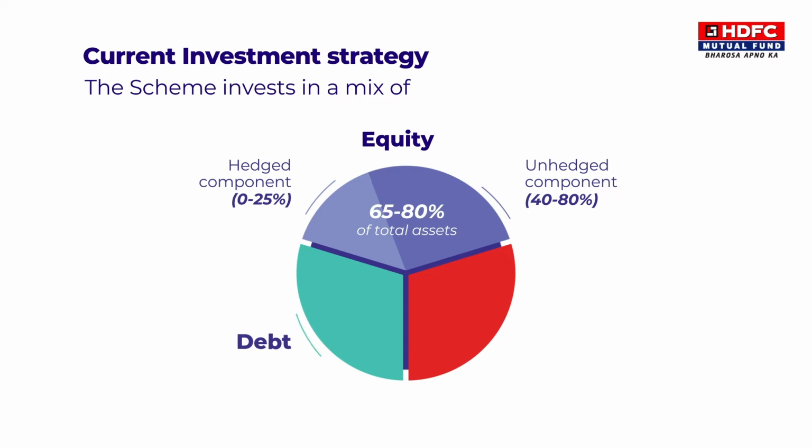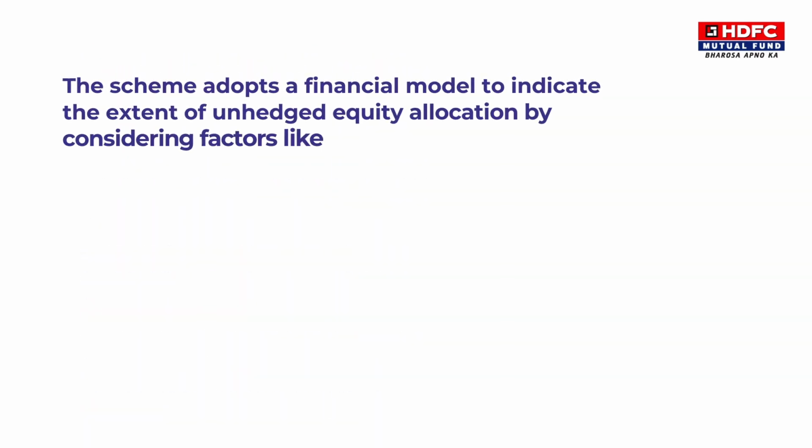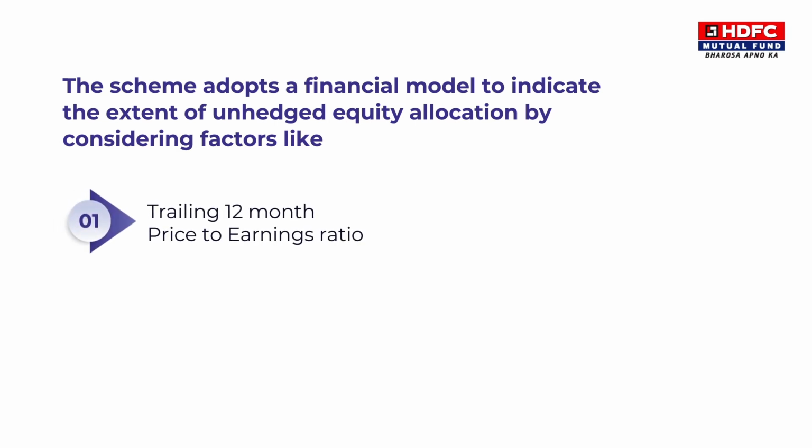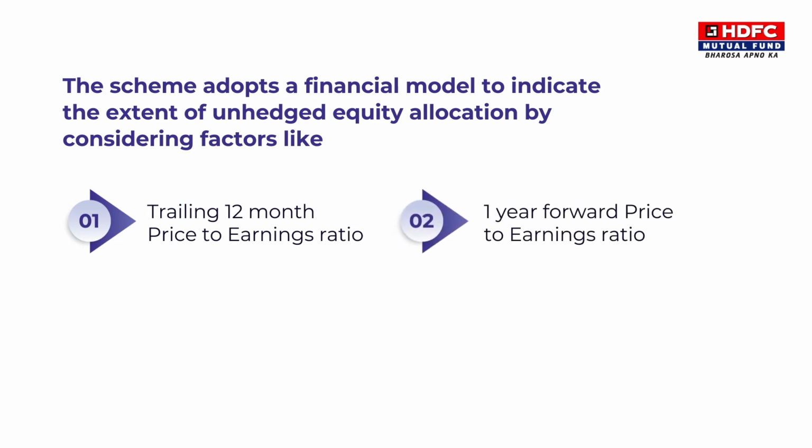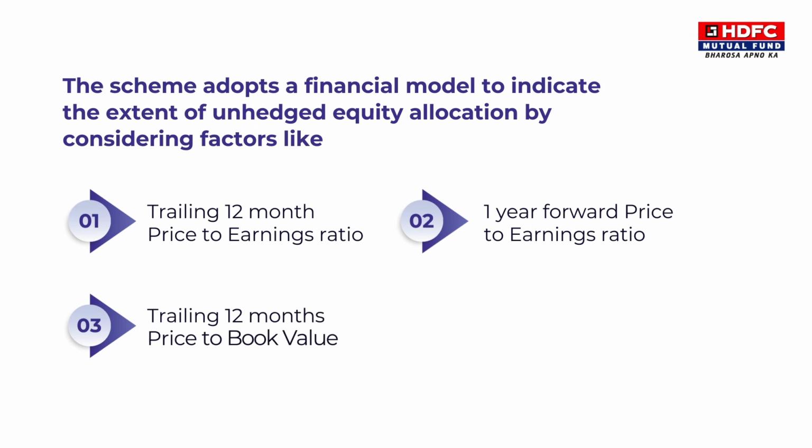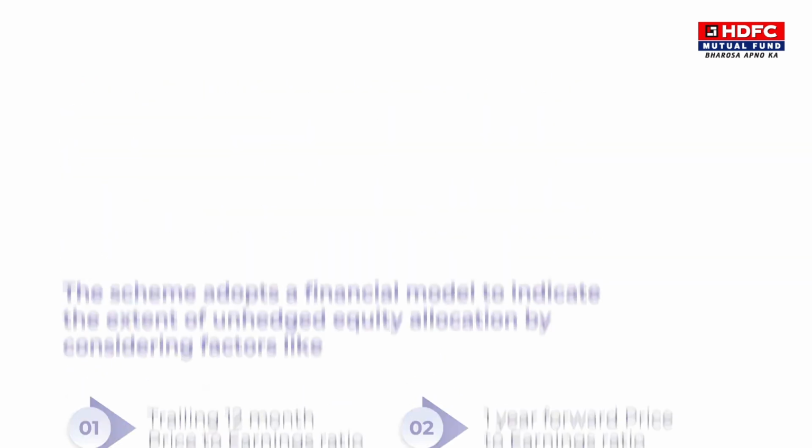Debt instruments allocation ranging between 10 to 30% of total assets and gold-related instruments between 10 to 30% of total assets. The scheme adopts a financial model to indicate the extent of unhedged equity allocation by considering factors like trailing 12-month price-to-earnings ratio, 1-year forward price-to-earnings ratio, trailing 12 months price-to-book value, earnings yield by GSEC yield.